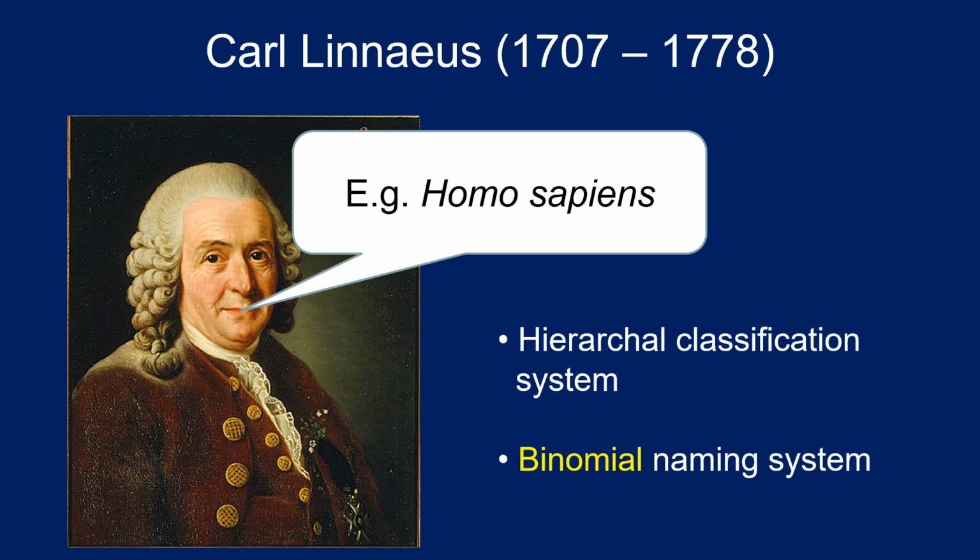So with this binomial system, the first part, so Homo in this case, is the genus. The second part, sapiens, is called the specific epithet. There may be several species or a handful of species in a genus, but the second part is specific to just one species. So again, the proper name for humans using this system is Homo sapiens, and translated that means wise man.